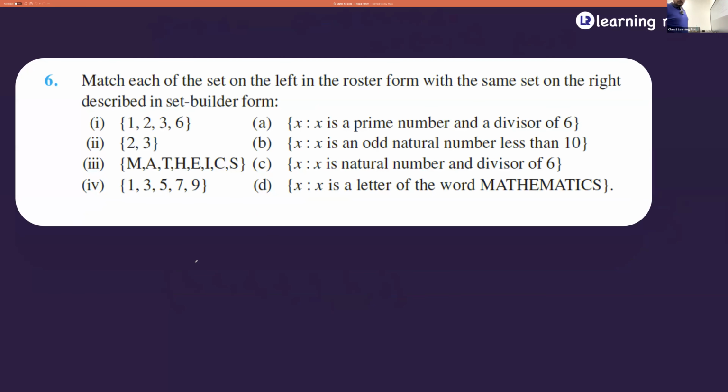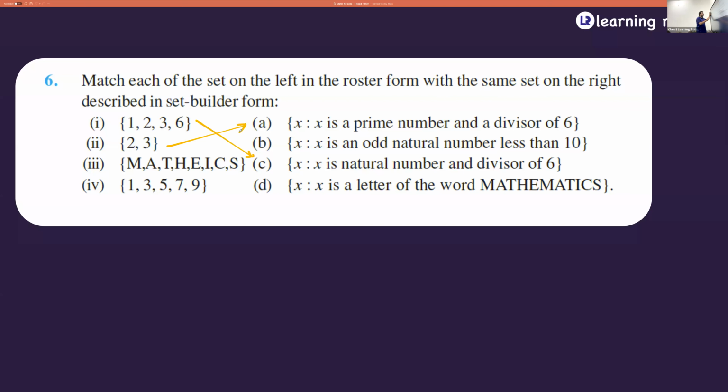Yeah. So what about the sixth one? Match each of the set on the left in the roster form with the same set on the right described in the set builder form. 1, 2, 3, 6. X is a natural number and divisor of 6. So 1 is to C. 2, 3. X is a prime number and a divisor of 6.